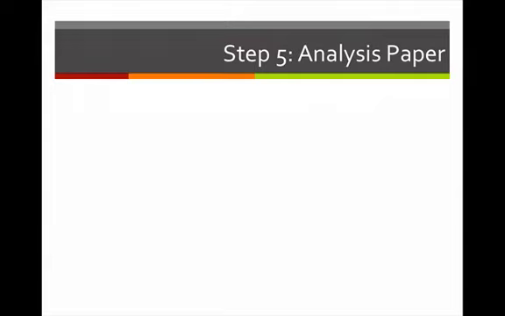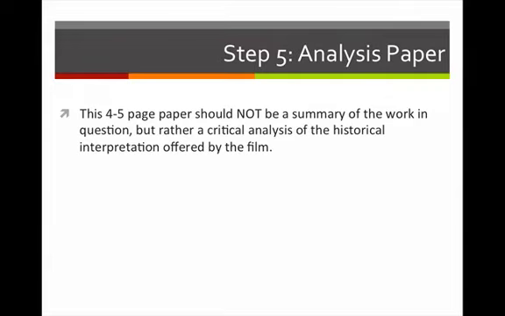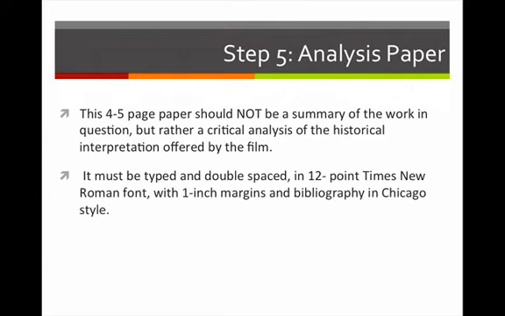Step 5 is your analysis paper. This is a 4 to 5 page paper, which is not a summary of the work in question, but rather a critical analysis of the historical interpretation offered by the film. You'll be working from your outline and using the evidence accumulated in your analysis questions, but this will be where you put those ideas on paper.